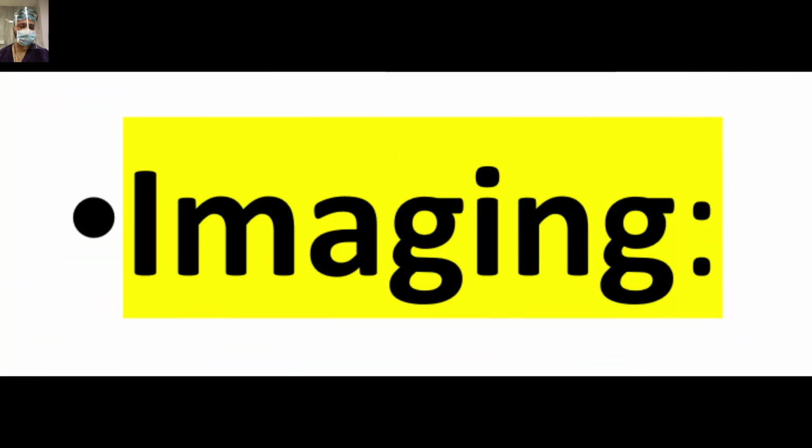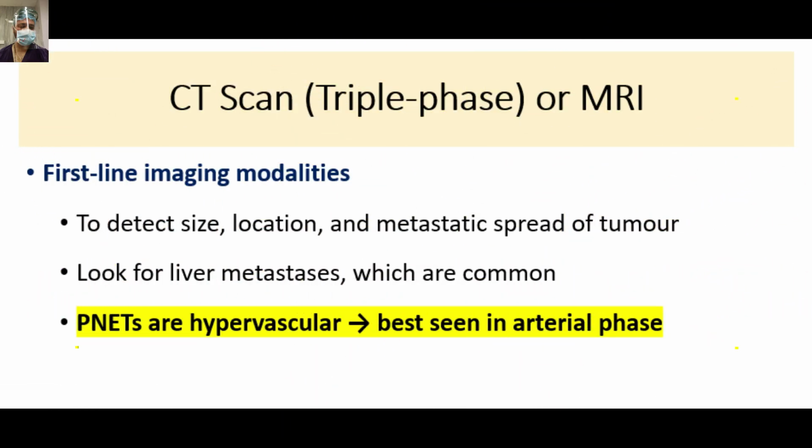So what imaging is required for diagnosis? The first line investigation will be triple phase CT scan or MRI. That is the first line imaging modality to detect size, location, and metastatic spread of the tumor. Look for liver mets, which are common.